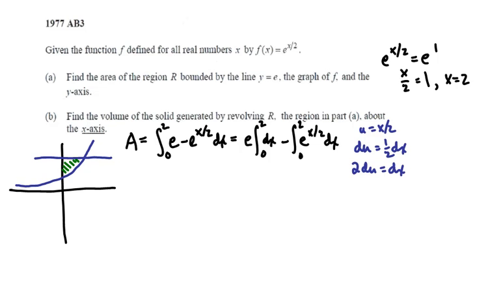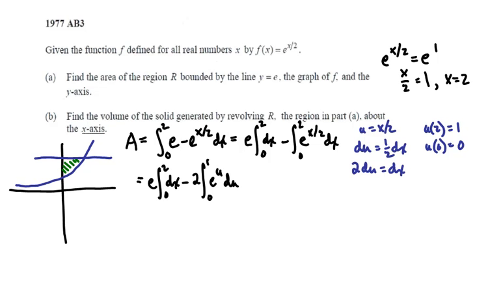I'm going to swap out my limits of integration. So u of 2 is equal to 1, and u of 0 is equal to 0. So now I have e times the integral from 0 to 2 dx minus 2 times the integral from 0 to 1 of e to the u du, and I'm ready to anti-differentiate.